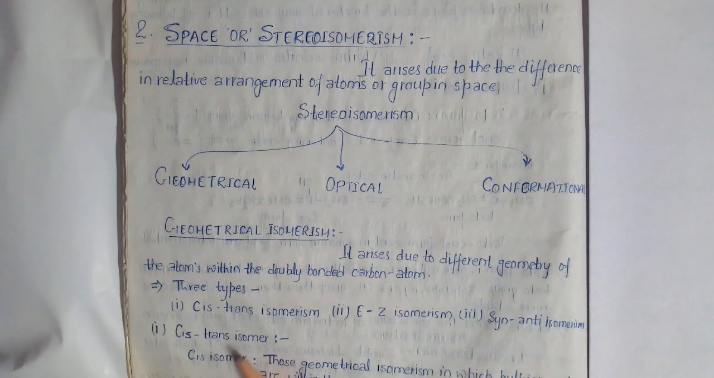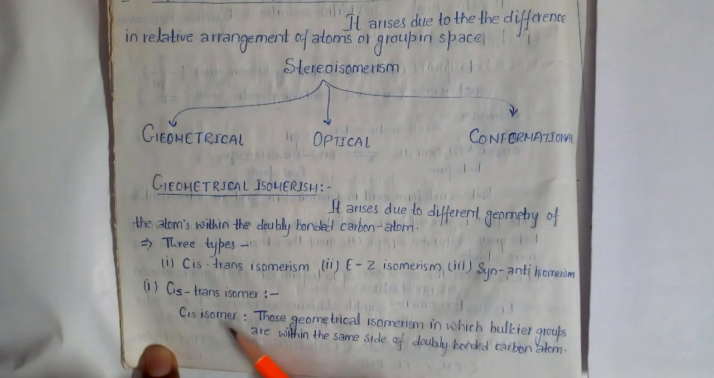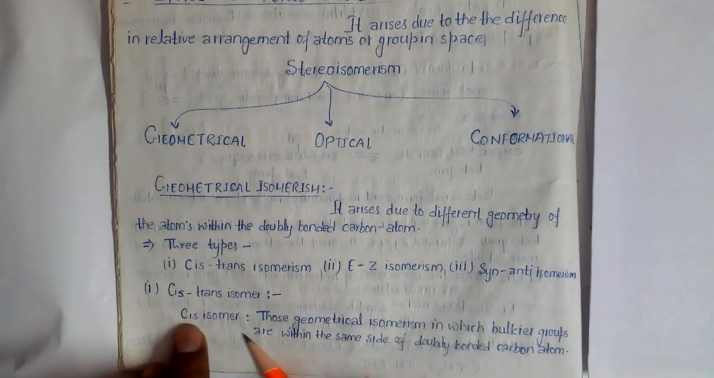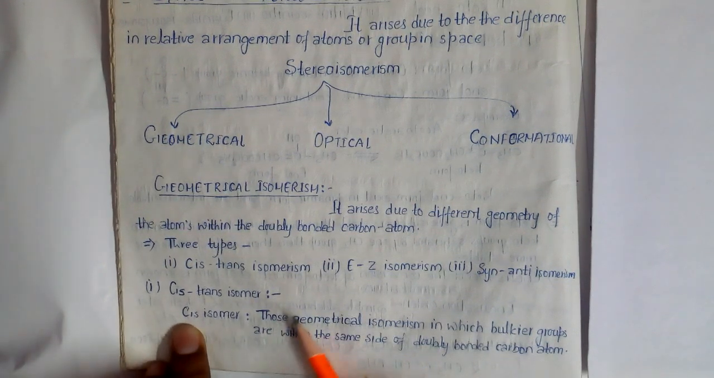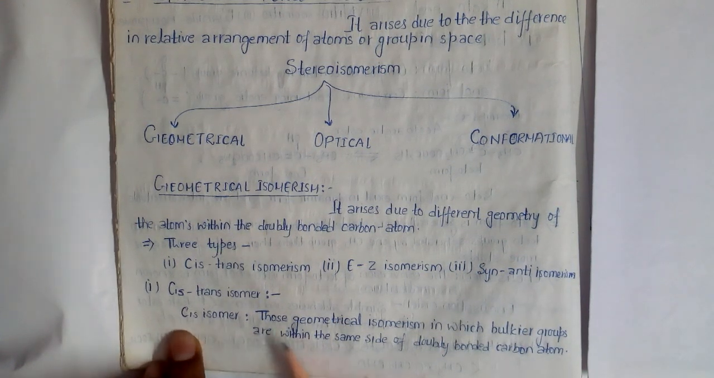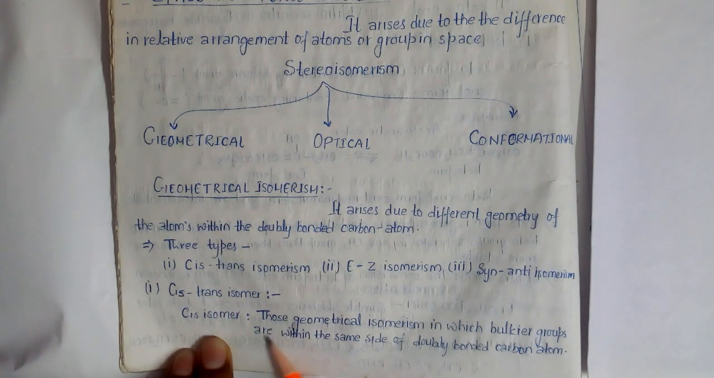Now come to the cis-trans isomers. Cis-trans isomers arise between doubly bonded carbon atoms, and the cis form arises when like groups lie on the same side, and trans isomers arise when like groups lie on the opposite side.